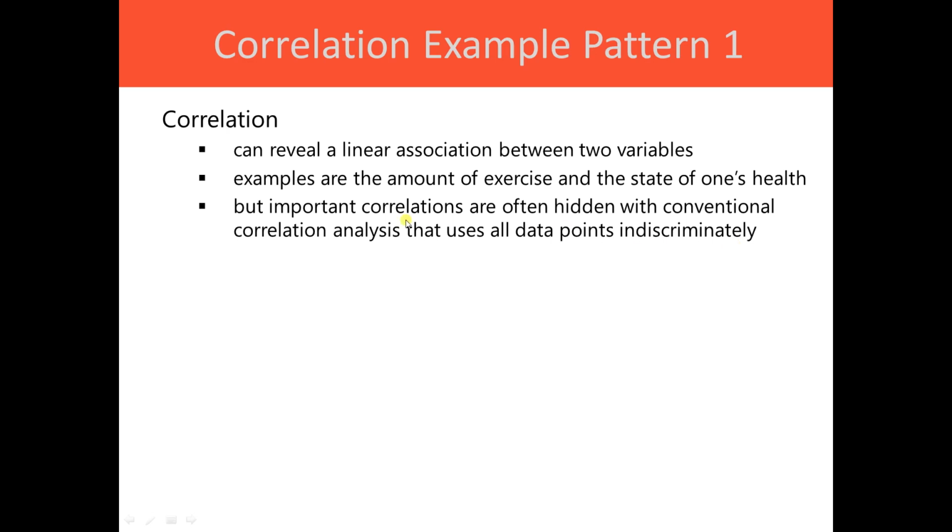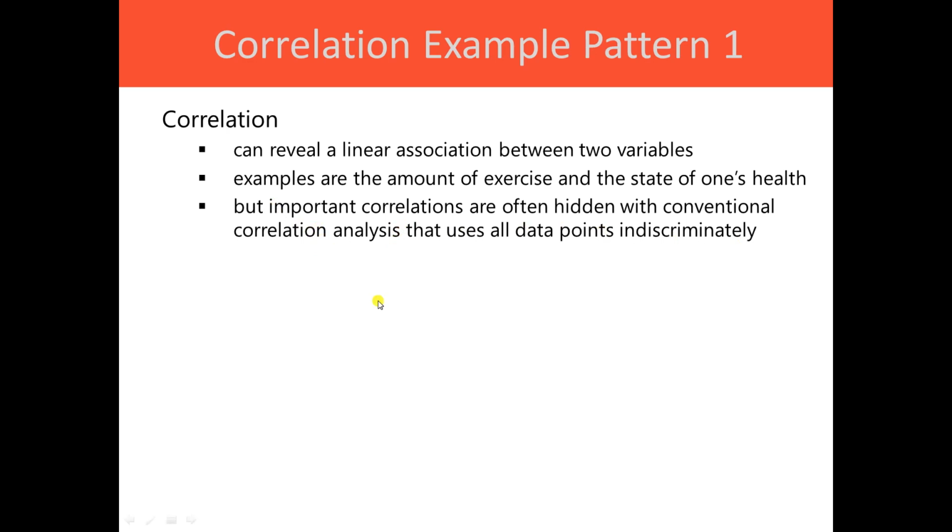So another one is here, correlation. Correlation is really important because it can give you some advice on associations of variables, how they relate to one another. For example, exercise and the state of one's health, right? So if you exercise more, you tend to be healthier. But what's really the problem is correlations are often hidden with conventional correlation analysis that uses all data points at the same time.